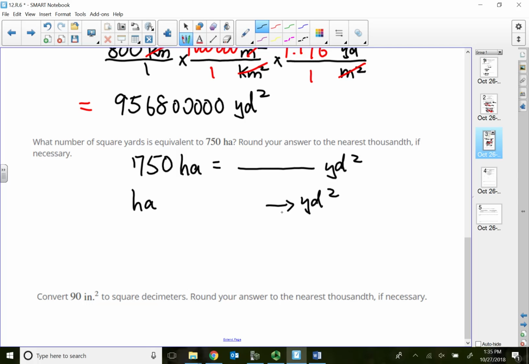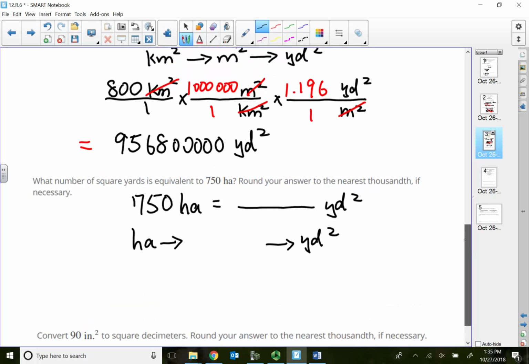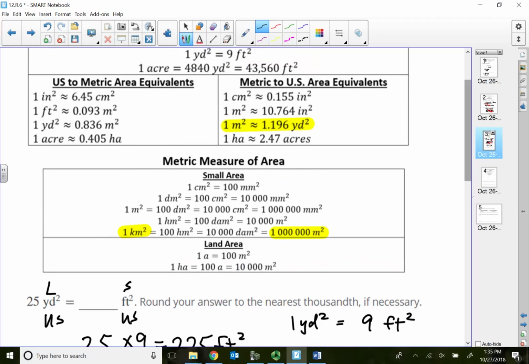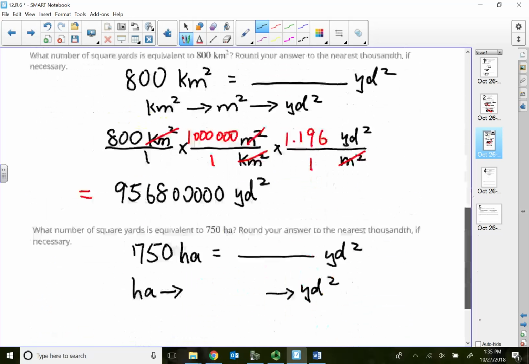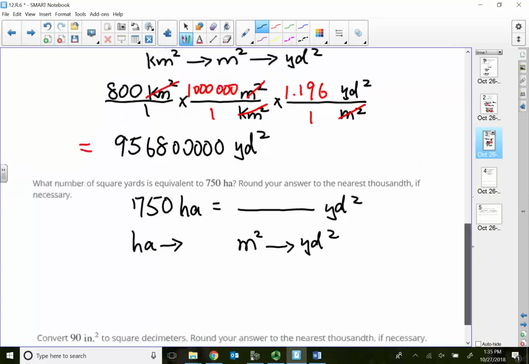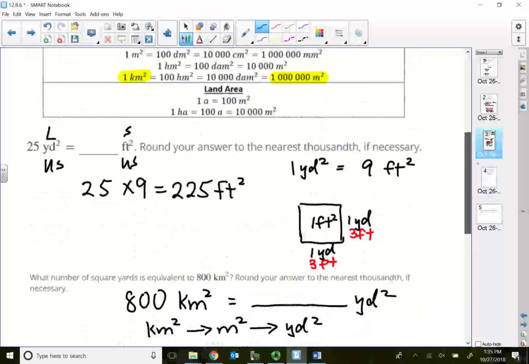Let's see, who do I need to go through here? So metric to US area. I need to end up with square yard. So again, to get to square yard, I need to come from square meter. So let me write it down here. I need to go to square meter. So I need to go from hectare to square meter. See if I have a pathway here. Yes, I do. Hectare to square meter.